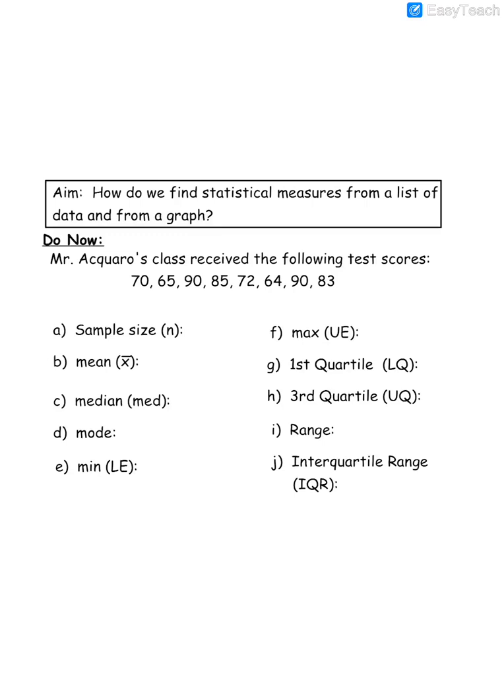Today we're going to be starting our statistics unit. You desperately need your graphing calculator, or you're going to use your graphing calculator app. Desmos can't help you on this at this point. So you need some version of your graphing calculator or a TI-84 app that you can use either on your Chromebook or maybe on your phone or something else. Okay, so it says, how do we find statistical measures from a list of data and from a graph?